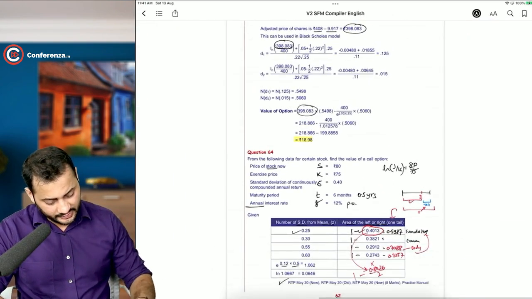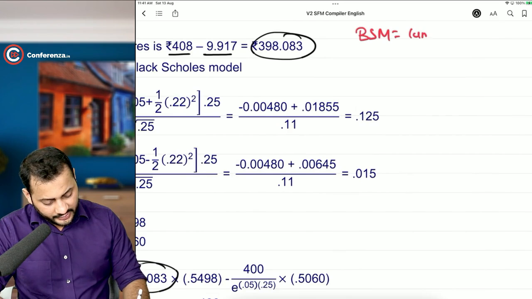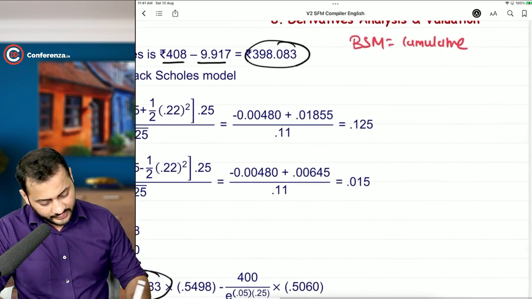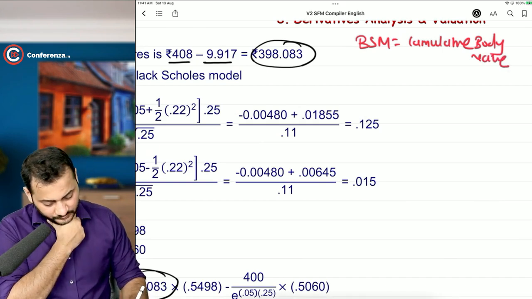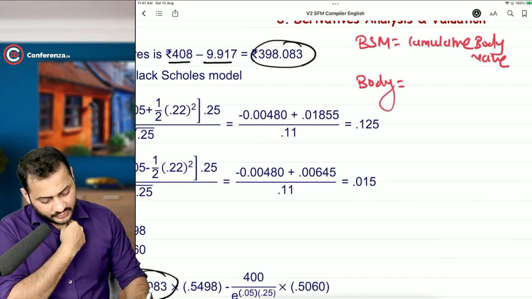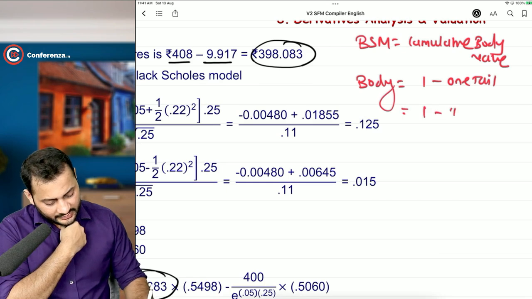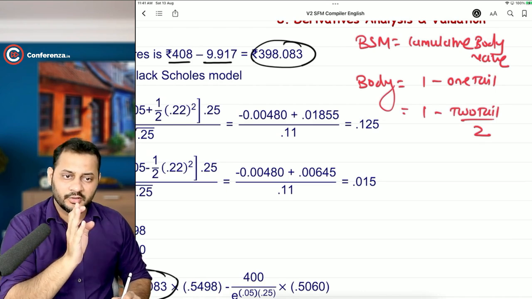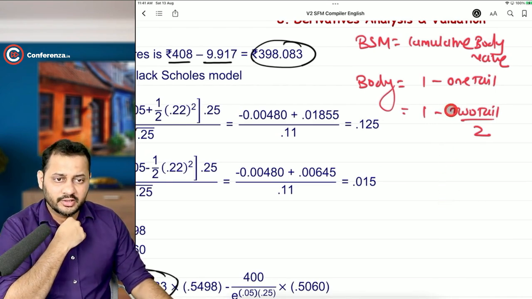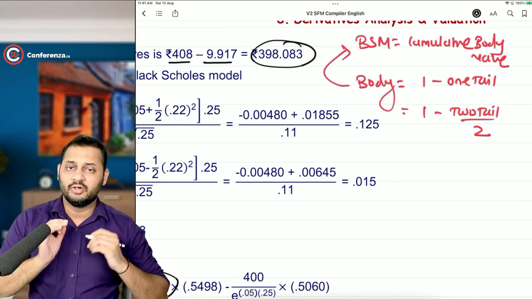I will just write it down. For the Black-Scholes model, we need cumulative figures, cumulative body value. So body value is equal to 1 minus 1 tail value, or 1 minus 2 tail divided by 2. Simple enough. You can convert 2 tail divided by 2 into 1 tail and then deduct it from 1 to arrive at the body value, and then use it in the Black-Scholes model always.